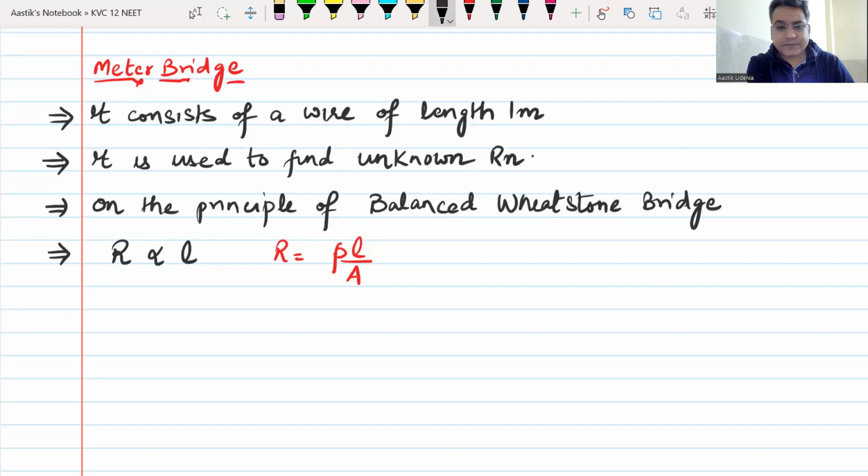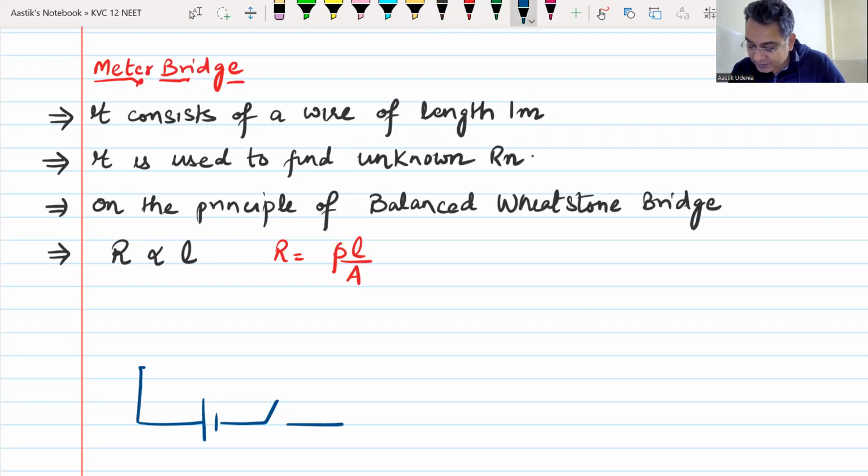Balance Wheatstone bridge, right up till here, and then I'll give you a diagram. So what we have seen is that the meter bridge works on the principle of the balanced Wheatstone bridge. Now the diagram for this is pretty simple. It will have a battery, it will have a switch, then it will have a wire. This will be the wire, and the length of this wire is going to be 100 centimeters. Do we understand this?